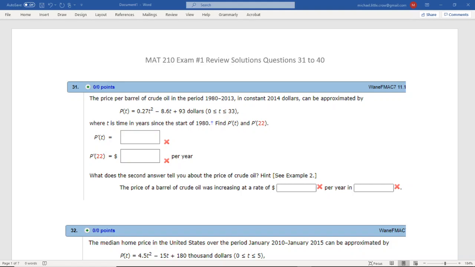Okay, this is going to be the exam review for the first exam, questions 31 through 40. We've been doing a lot of these. So we have the price of a barrel of crude given with a function. P is our price.